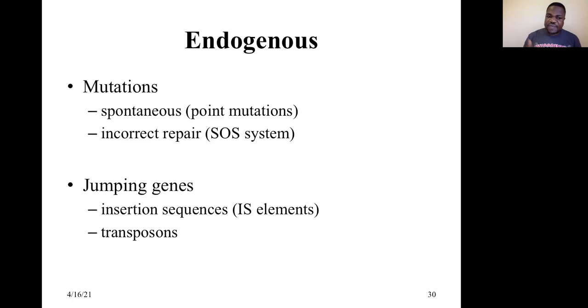Or we can also have jumping genes. With jumping genes, you can have a piece of a gene that we call an insertion sequence that is able to move from one site to integrate into another piece of a gene, okay, that is an IS element. Or you can have a big piece that we call a transposon that can change site. And that creates a bacteria that will behave differently because of that.